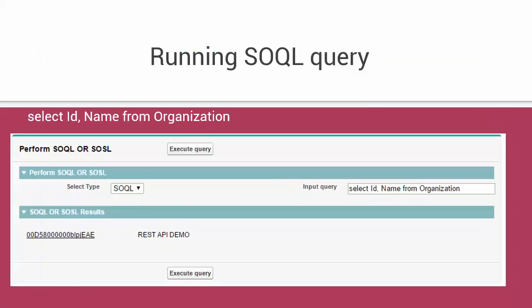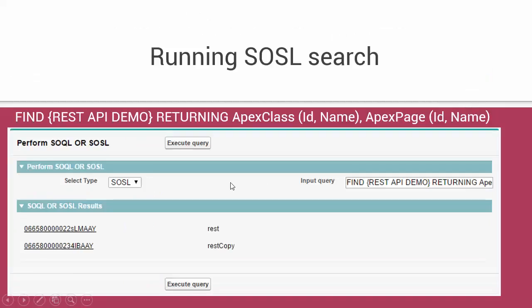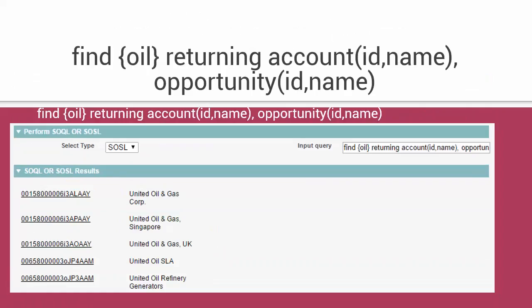You can run SOQL queries using a REST API. In my demo, you can just put the input query and it will be transformed to the appropriate format, and the results will be displayed. You can also make a SOSL search. It works in the same way, but on a different resource. For the SOQL query, you use query, and for SOSL search, you use the search resource.